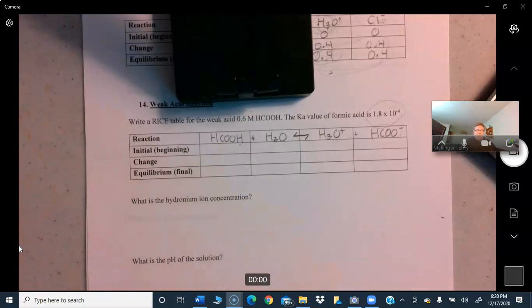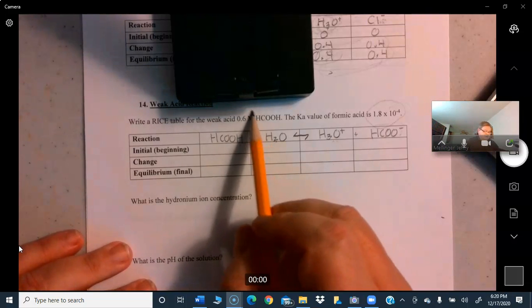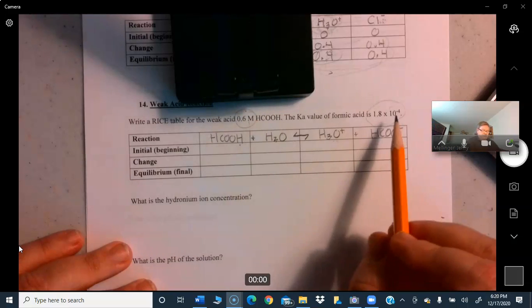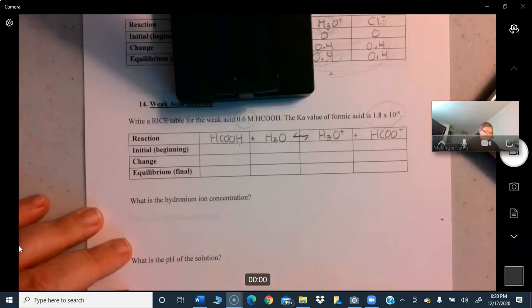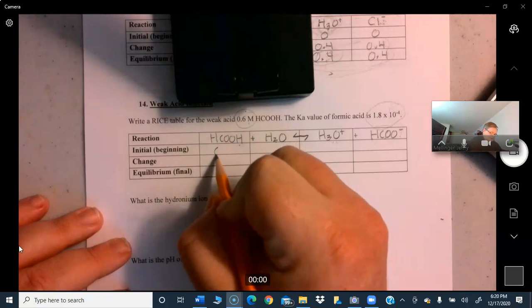But anyway, let's go ahead and write this. So we know we have an initial concentration, and all you need is an initial concentration and Ka, and you can figure out all the equilibrium concentrations of everything. You can figure out pH, pOH, everything, just with those two pieces of information. So there's our initial concentration here.